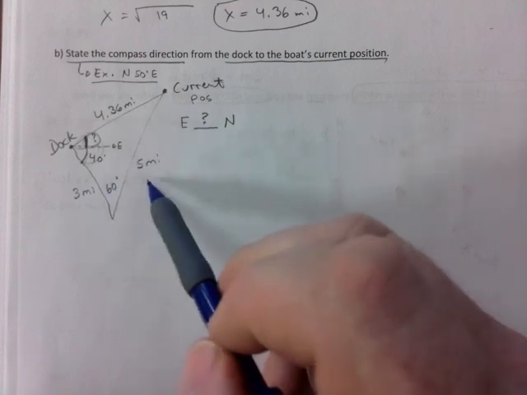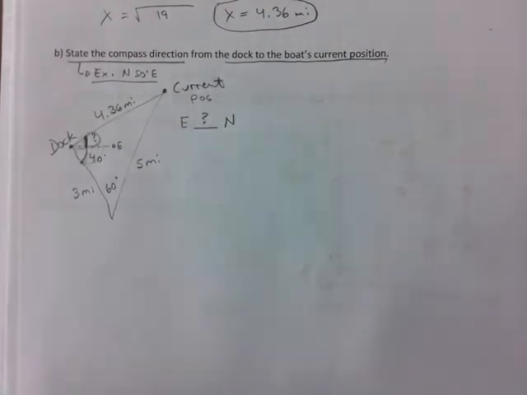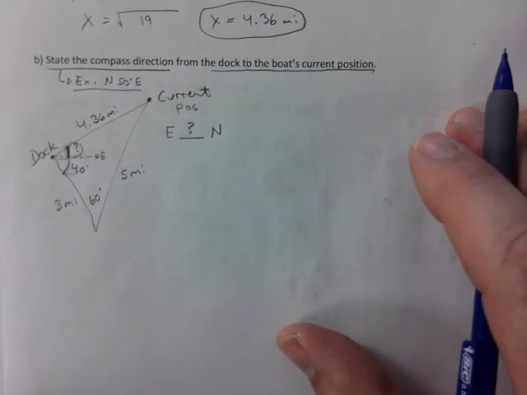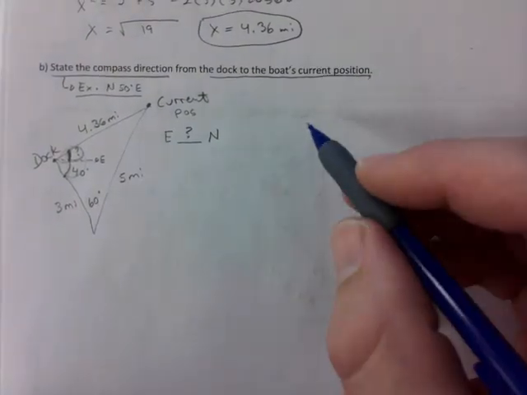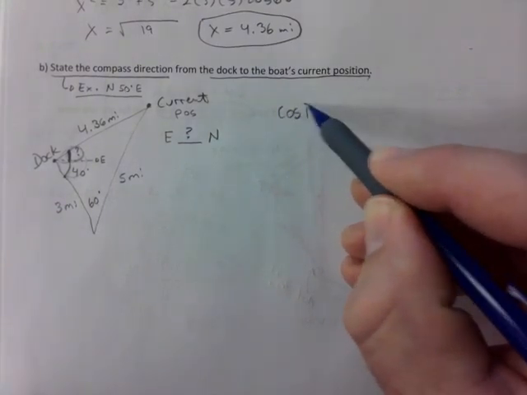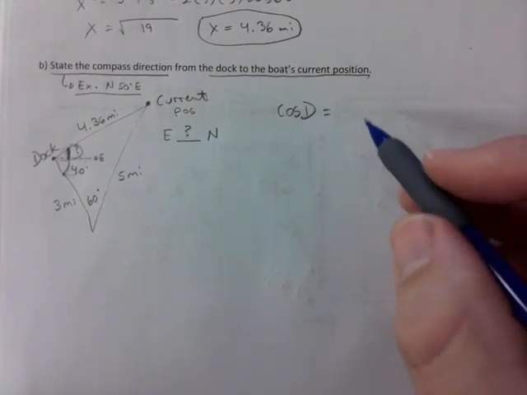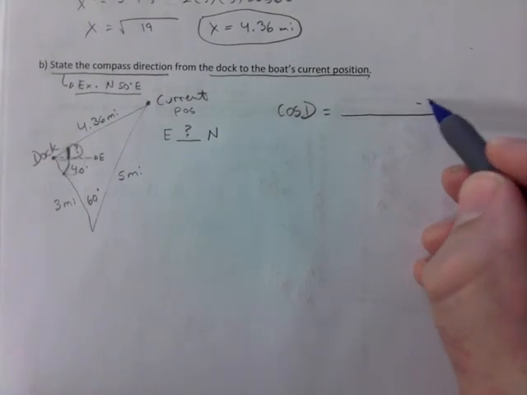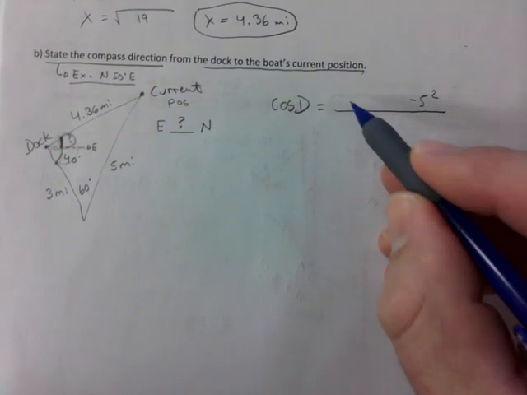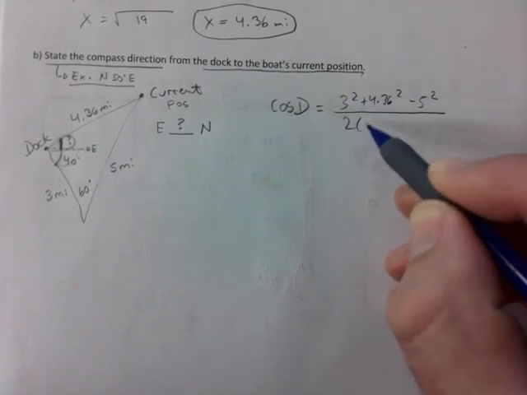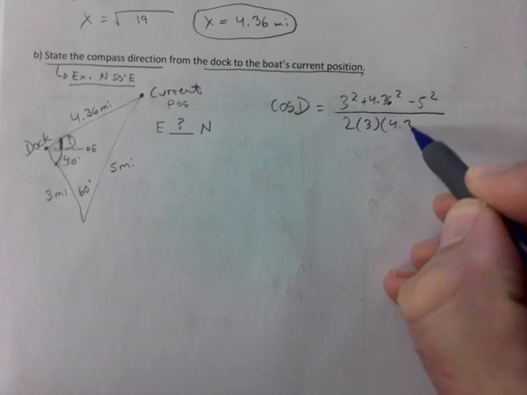So you could use sine law. I'm going to use cosine law because there might be an issue here which you don't know about yet. That'll come later. But I'm going to use cosine of angle D, for dock, is going to be... I've got to make sure the 5 squared goes at the end. And then it's 3 squared plus 4.36 squared, 2 times 3 times 4.36.